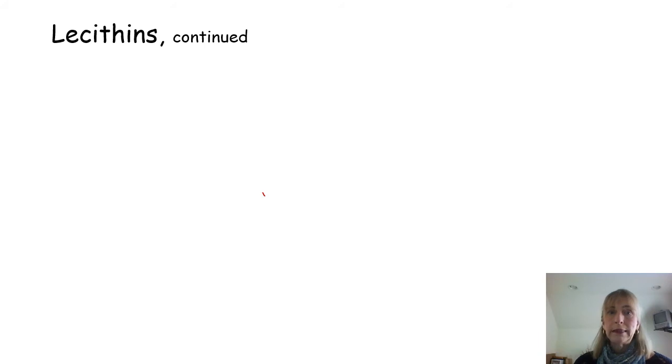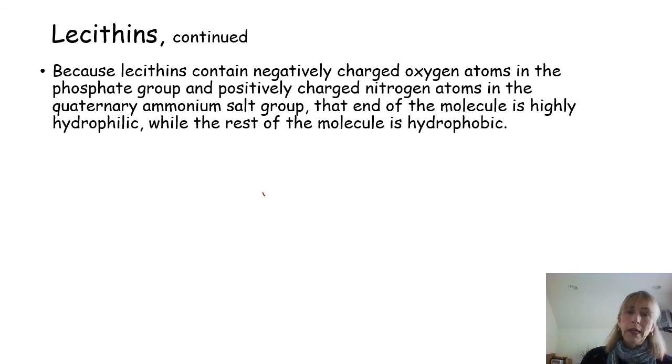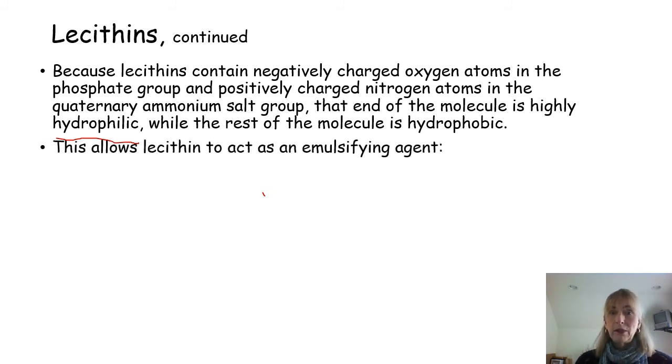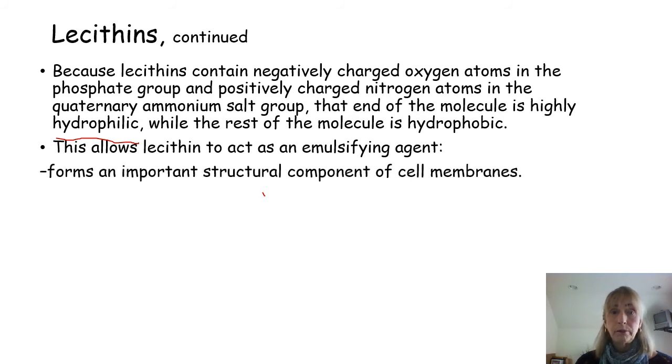All right, more on our lecithins. On the previous slide, that structure of a lecithin. Lecithins contain a negatively charged oxygen atom in that phosphate group, and then they have a positively charged nitrogen atom in the quaternary ammonium salt. So that end of the molecule is going to be very water soluble, charged, a salt, hydrophilic, loves water. The rest of the molecule, though, is going to be hydrophobic. So this allows the lecithin to act as what we call an emulsifying agent.